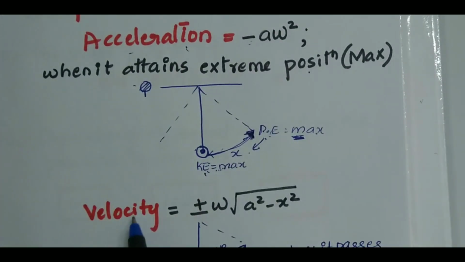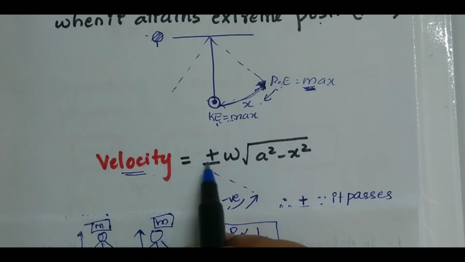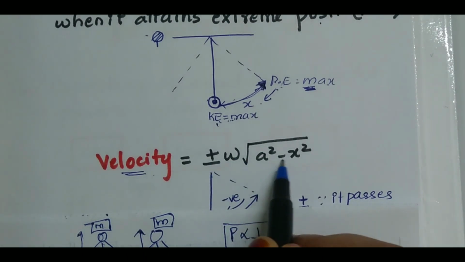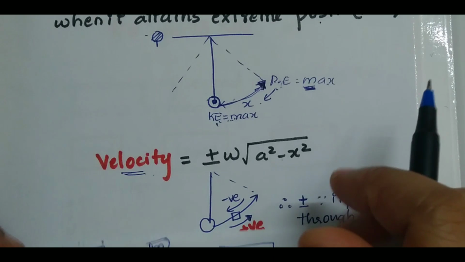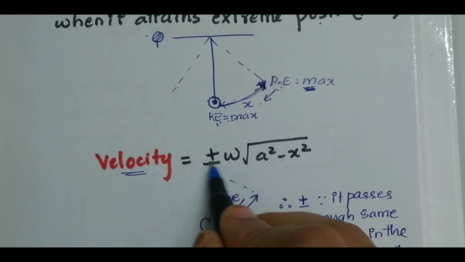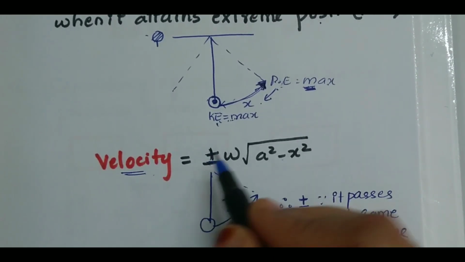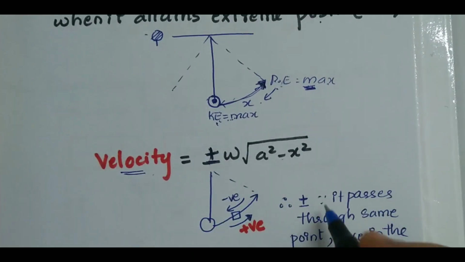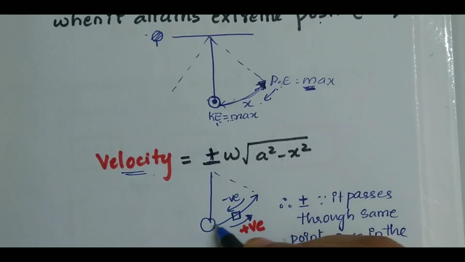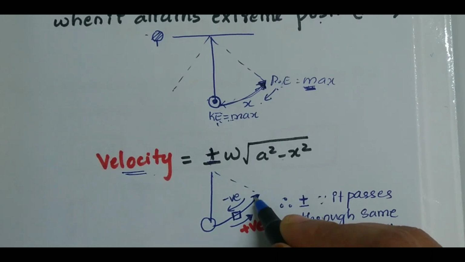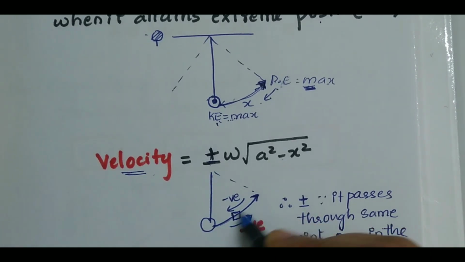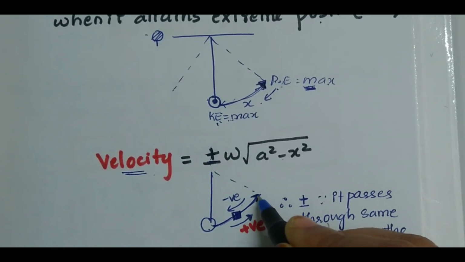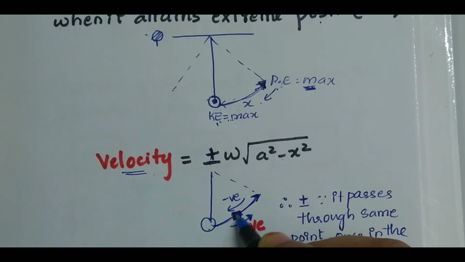And here we have velocity. For your understanding, just remember it. Velocity is given by plus or minus omega square root of a square minus x square. So see here, why is this plus or minus sign given? This is to understand that it passes. Suppose a pendulum is moving from here to here. Obviously it has to come back, right? It will come back to its mean position. So it will pass through this point 2 times. While going up and while coming down, it passes through this point twice.